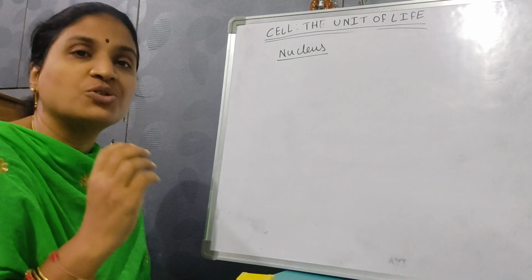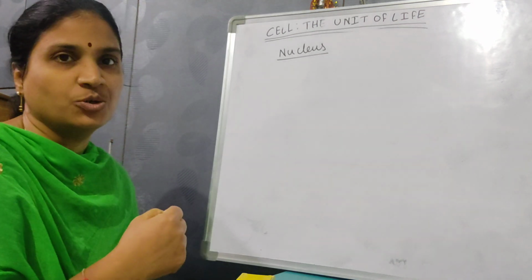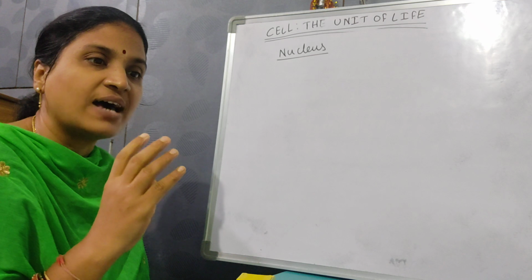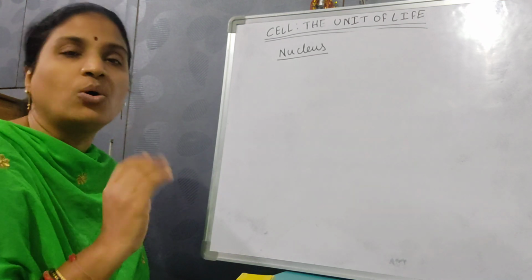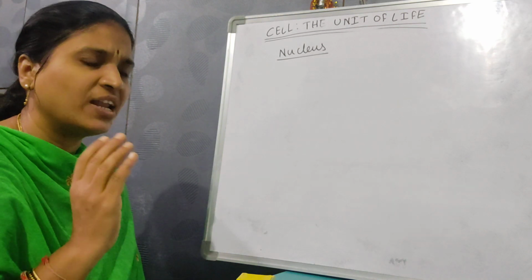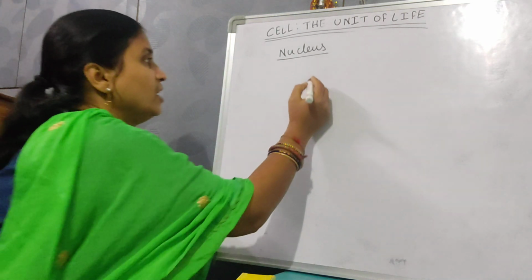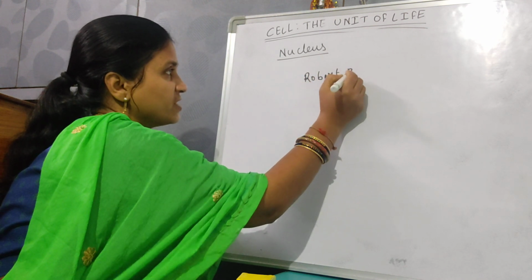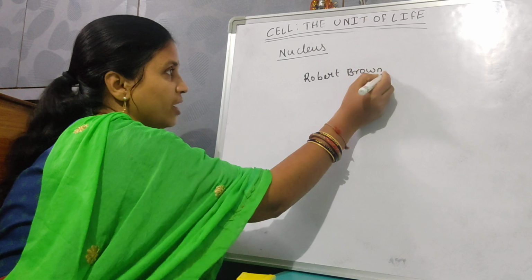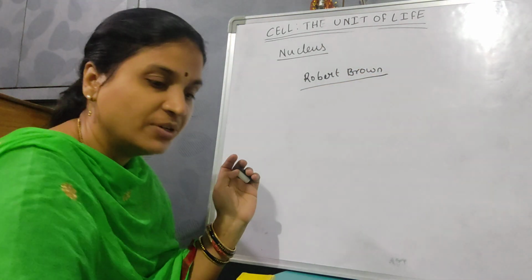The vital functions of the cell are controlled and regulated by the nucleus, because the nucleus has the chromatin reticulum, the genetic material which controls all the activities of the cell. So it's somewhat like the brain of the cell. This nucleus was first discovered by Robert Brown.